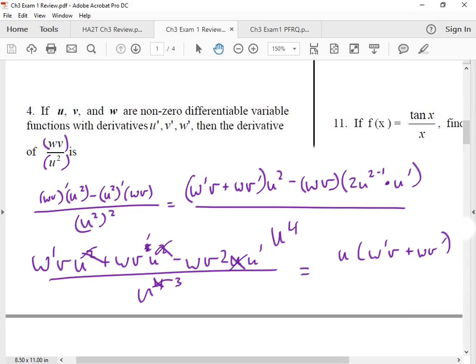Okay? And then minus, oh dang, we have this guy right here. And then divided by U to the 3rd. I'm just trying to make it look like the answer in there. Mine doesn't match exactly because I took a U out of the top and a U out of the bottom. This minus right here is supposed to be just a W, V, I'll put the 2 in front, and then U prime. The answer should have a U prime and a U.